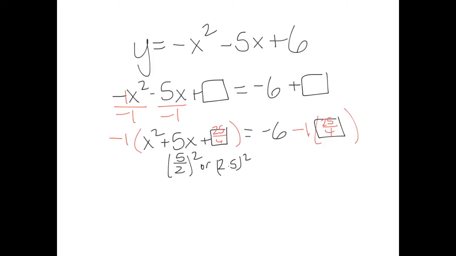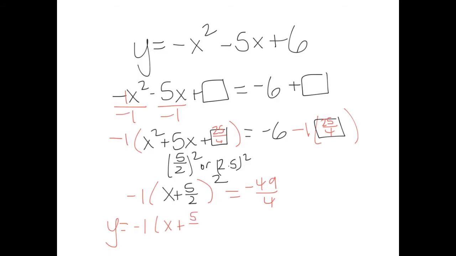So now I'm going to have x plus 5 over 2. The half just comes down, squared. And then my negative 1 remains on the outside. And then I'm going to put in my calculator, negative 6 minus 1 times 25 over 4. And then I'm going to get something really interesting, negative 49 over 4. So your answer should be y equals negative 1 times x plus 5 halves squared plus 49 over 4.